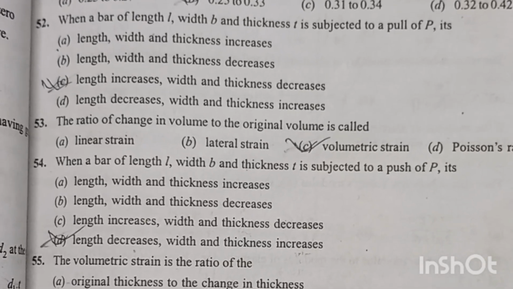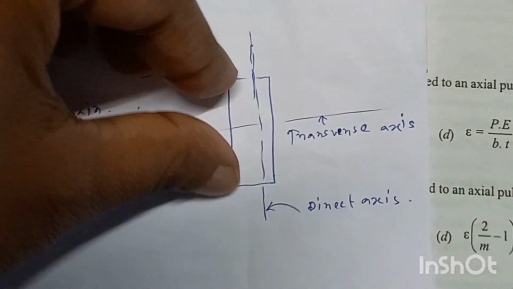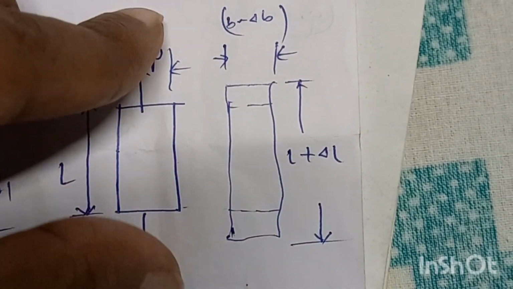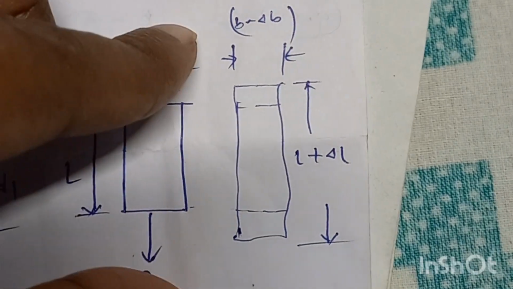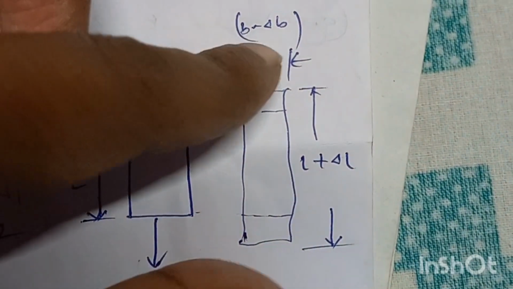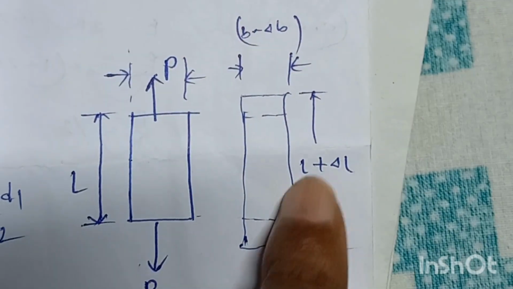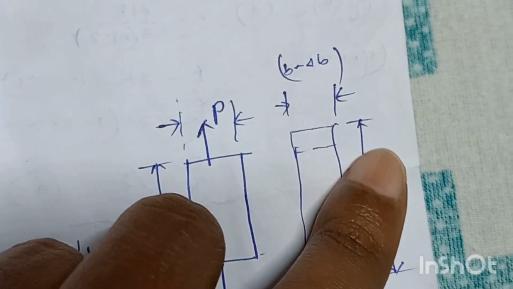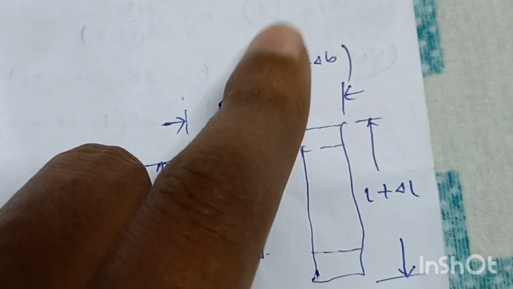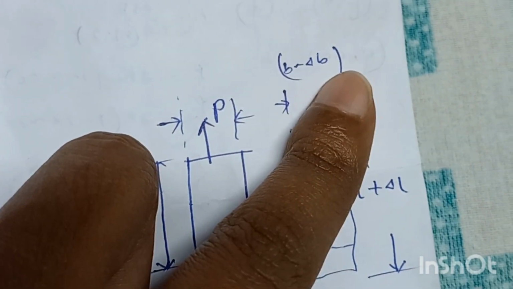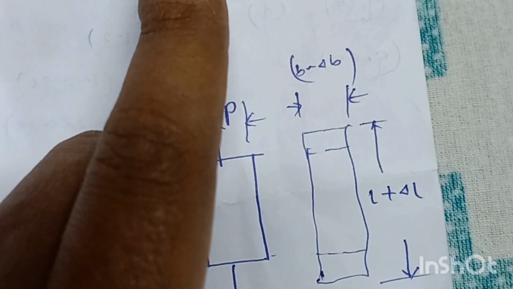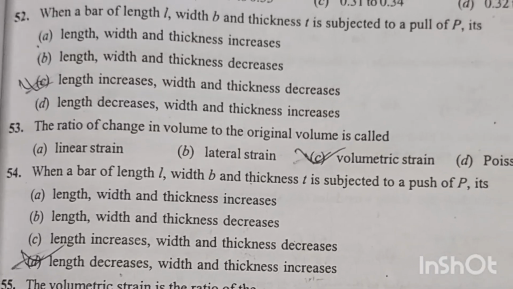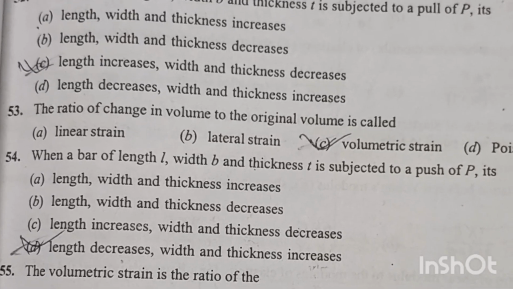Length increases but width and thickness decreases. Suppose this is a body. Friends, look at the body. If the body is subjected to a pull and this is the length of the body, so definitely it will increase the length. So length will be increased, L plus del L, but its transverse direction length will be decreasing, which will be B minus del B, and thickness also will be decreasing. Option C is correct. Length increases, width and thickness decreases.